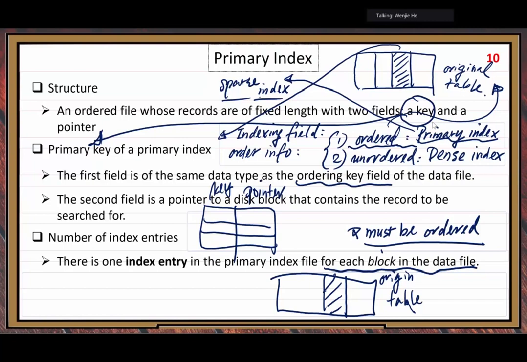So that's two ideas I want to explain in this part 2 of part B. All right. Now let's look at the primary index first. We study the dense index second. Okay. All right.